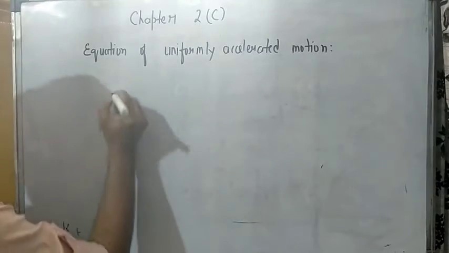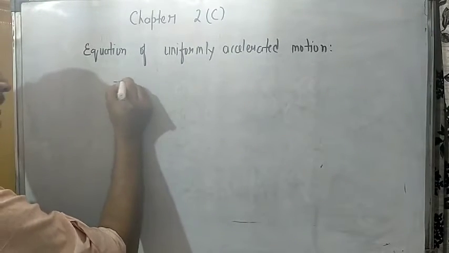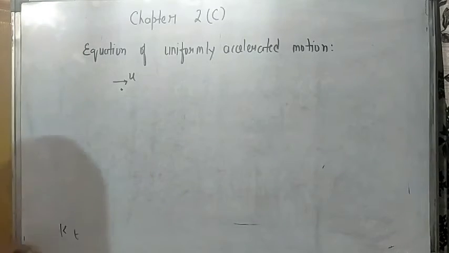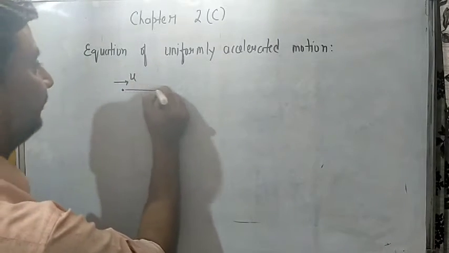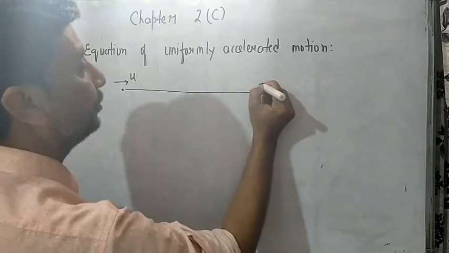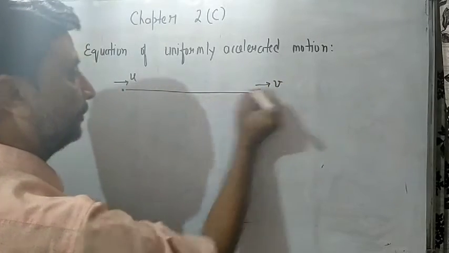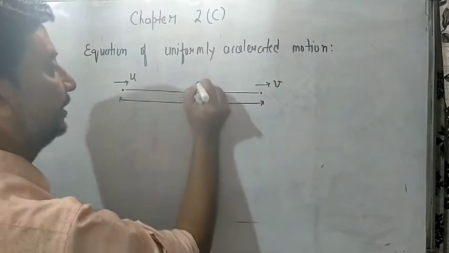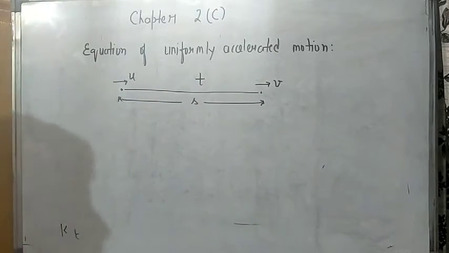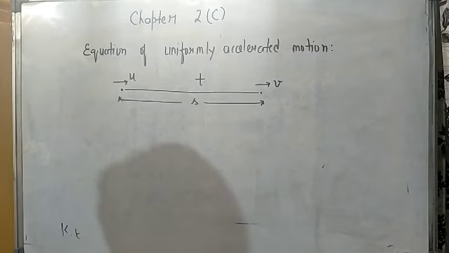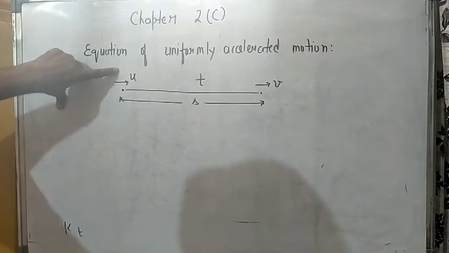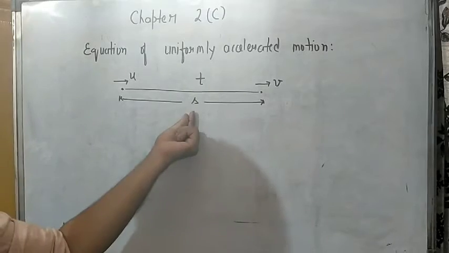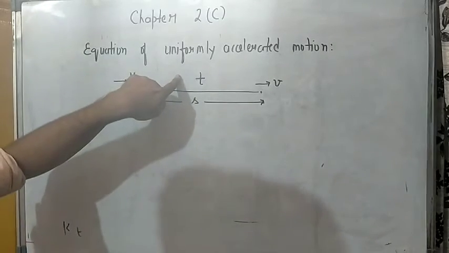Suppose that you start from here with a specific velocity u, and after elapsing a time of t, you gain a velocity v by traveling a distance s, and taking a time t. Then you may write the three equations of motion, where u stands for initial velocity, v stands for final velocity, s is the distance traveled, and t is the time taken.